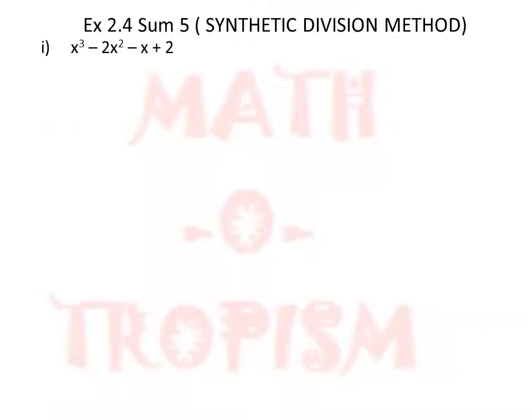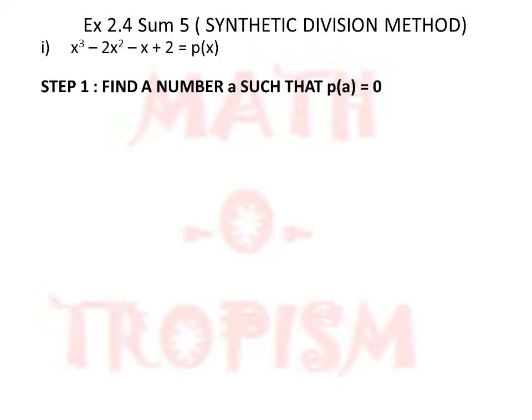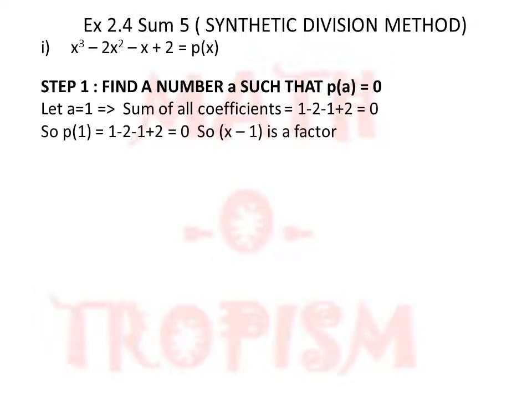So the first sum is x cube minus 2x square minus x plus 2. I will write this as p of x. First I need to find a value of a such that the remainder p of a is equal to 0. So let me first take 1. If I do the sum of all the coefficients, it is 1 minus 2 minus 1 plus 2, which is equal to 0. So we can write directly that x minus 1 is a factor.